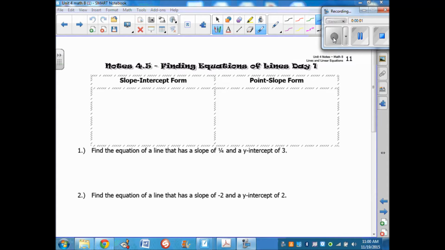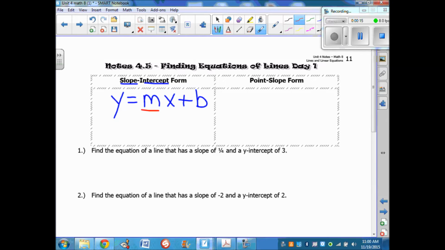Finding equations of lines, day 1. So we're going to spend some time with this. Slope-intercept form is the form that we have been using so far. Y equals mx plus b. So my slope, we know, is the m. And the b, where we begin, is our y-intercept, where the graph crosses the y-axis.